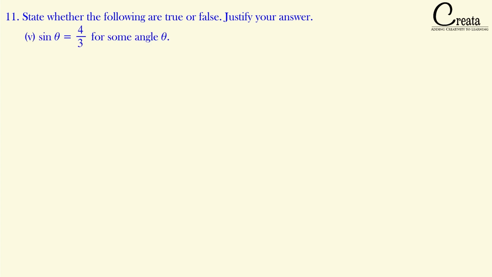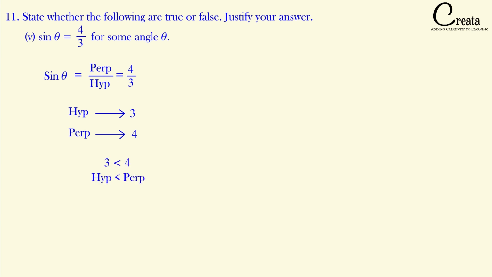Sin theta is equal to 4 by 3 for some angle theta. Here our trigonometric angle is angle theta. And we know what is sine. Sine is perpendicular upon hypotenuse. And hypotenuse is the largest of all three sides. Here 3 is corresponding to hypotenuse and 4 is corresponding to perpendicular. So it is showing that hypotenuse is smaller than perpendicular, which is not true. Hypotenuse will always be the largest of all three sides.